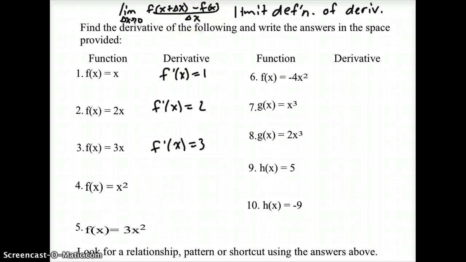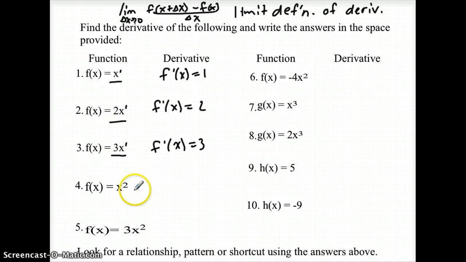Do you see a pattern yet? What if we have a linear function where x is to the first power? Notice what the derivative is. What do you think? Looks like it is the slope, right? Just the constant in front. The derivative of 1x is just 1. The derivative of 2x is 2. The derivative of 3x is 3.